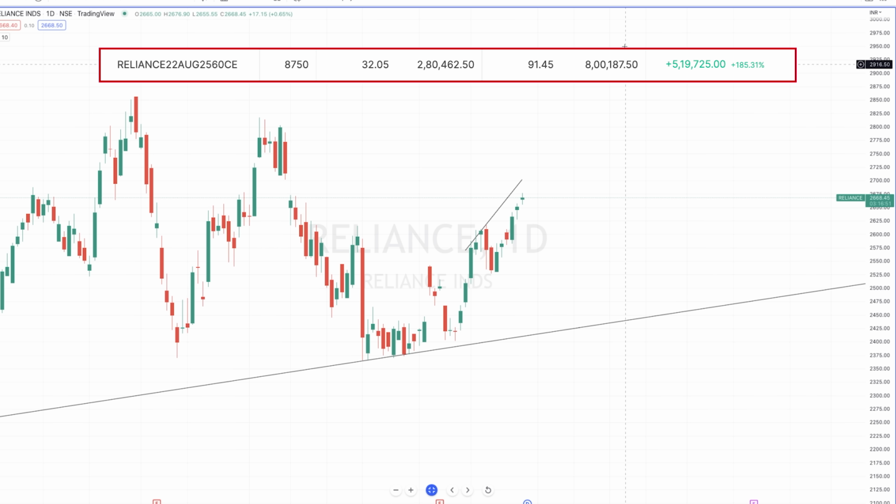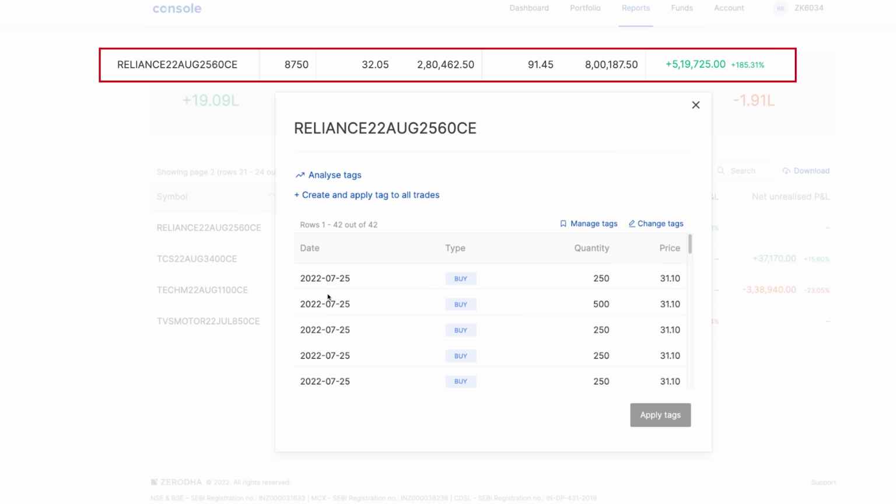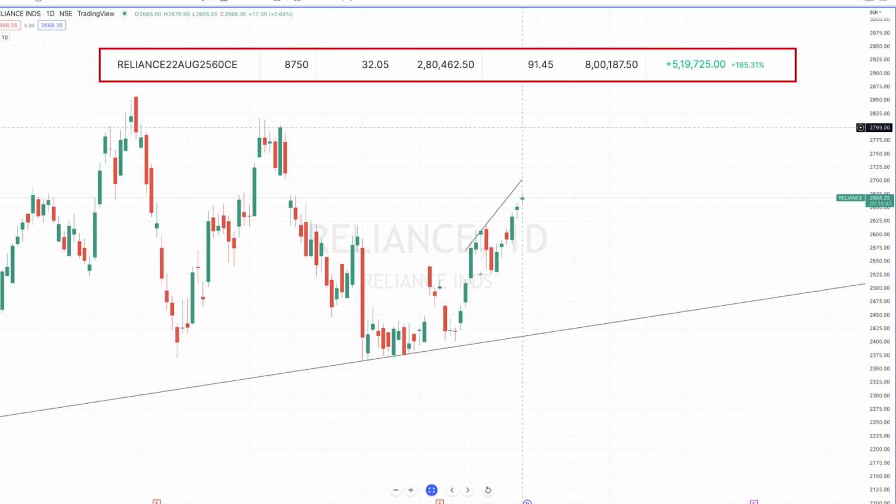So on 25th of August, I bought the Reliance 2560 call. At that point Reliance was around 2400. I was expecting that it would touch this 2560 area, and that is why I bought it. And fortunately the same happened in the next 4 days.